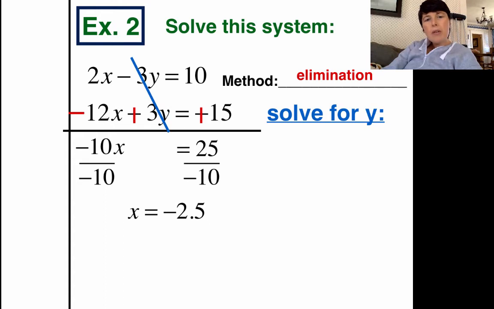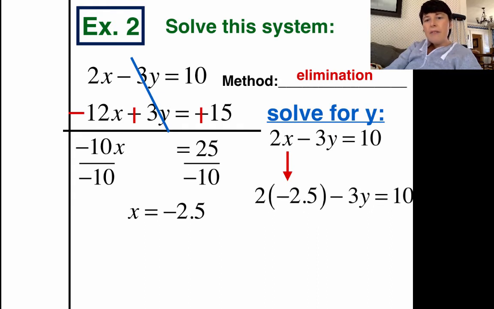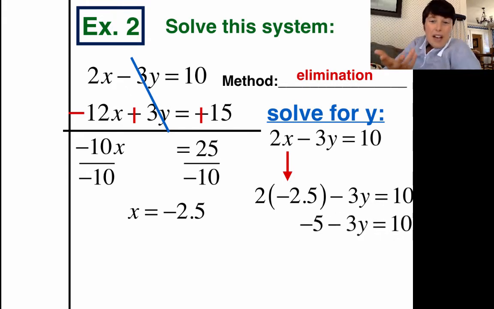So let's go back and pick one of the equations. Either equation works, whichever one you want to use. I'm going to use the first one, 2x minus 3y equals 10. And then I'm going to replace my x with my negative 2.5. And if you need to use your calculator for this, you totally can. We just got to multiply 2 times negative 2.5, but that's negative 5. And we're going to solve this thing.